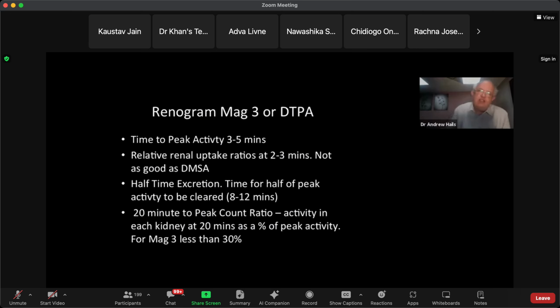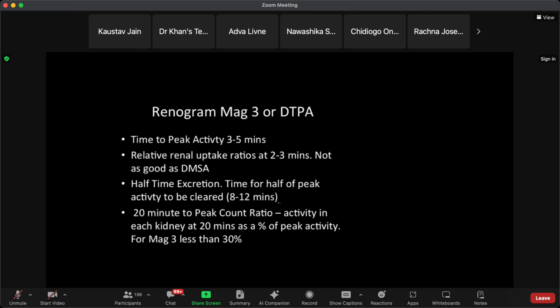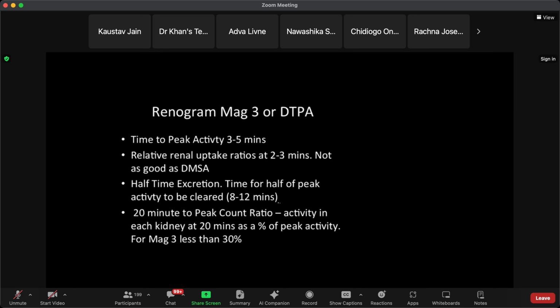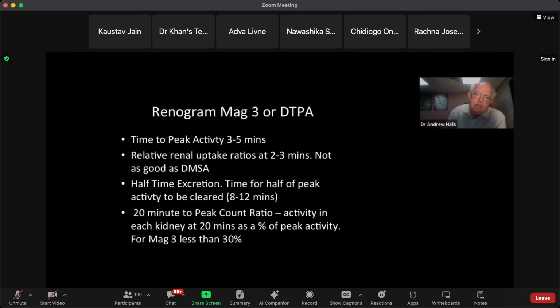So very often you just look at the shape of the curves and so on, but really, time to peak activity should be 3 to 5 minutes. And something people do look at is the time for half of the activity to go, which is 8 to 12 minutes from peak to half peak. So if you've got obstruction, that will be prolonged. And also the 20-minute to peak count ratio, which for MAG3, because it's actively secreted, should be less than 30% at 20 minutes.